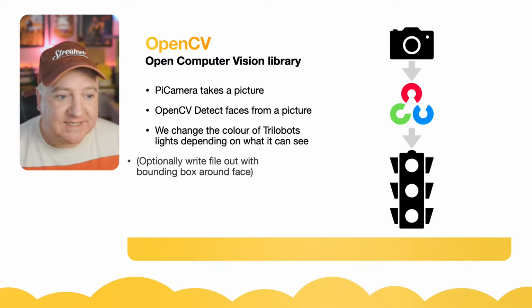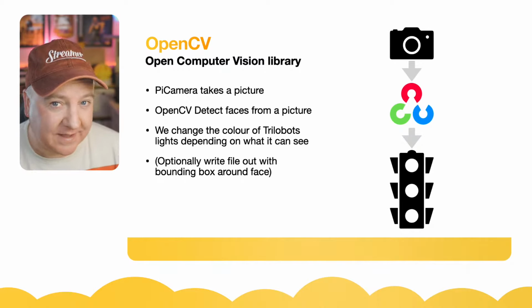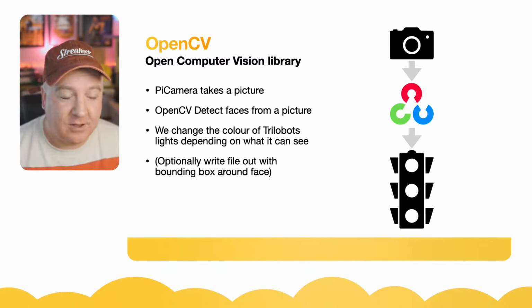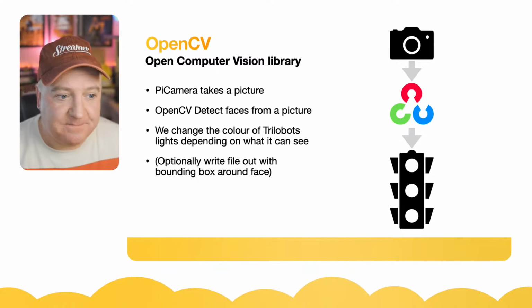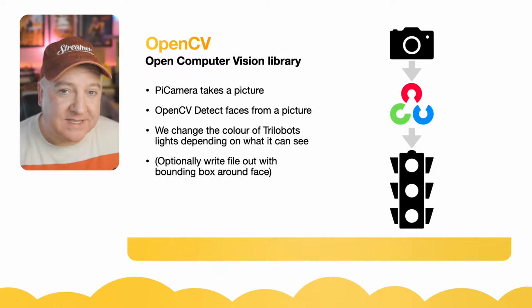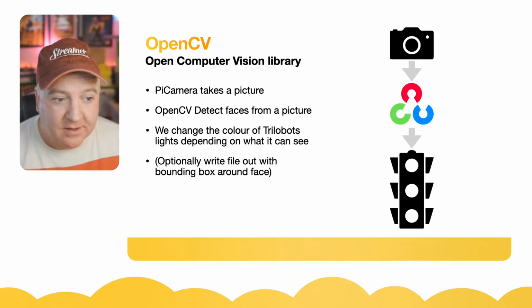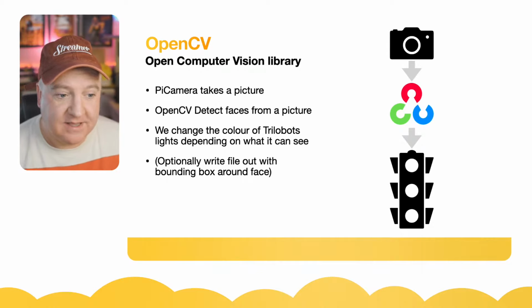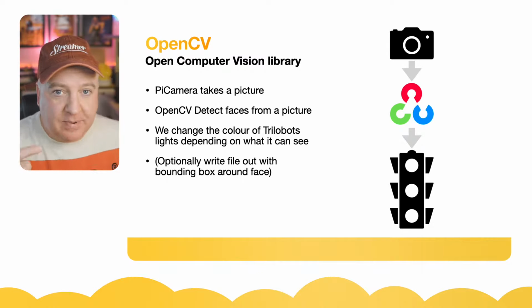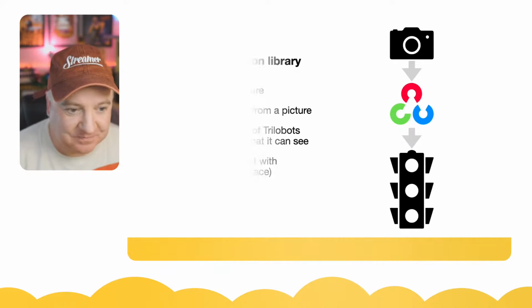So let's have a look at OpenCV and what we can do with that. This is Open Computer Vision. It's a library that enables us to do some really cool things very, very easily in Python, and other languages too, but this is what we're going to be looking at today. What we're going to be doing today is getting Pi camera to take a picture. OpenCV is then going to detect how many faces there are in that picture. It could be 0, 1 or more. We're then going to change the lights on our Trilobot underneath based on what it can see, so if it can see 0, 1 or more faces. And then optionally, we could write out a file with a bounding box around the face to show you which faces it has detected, so we can have a play with that too.